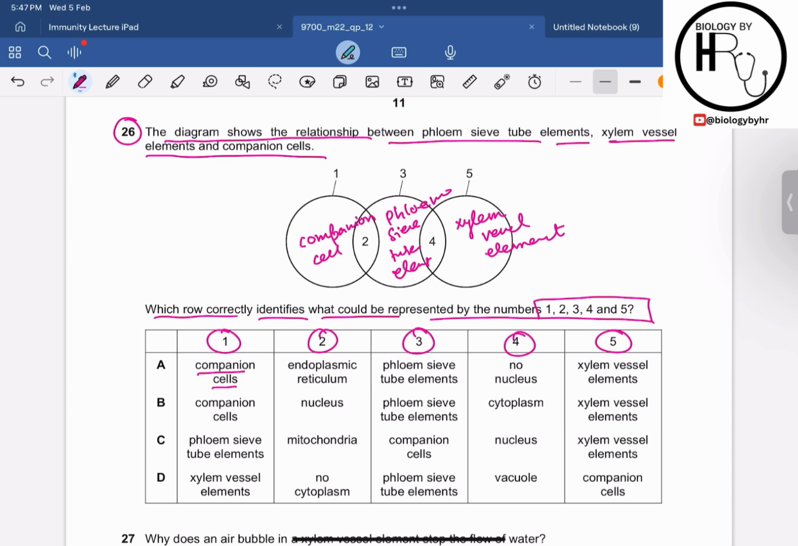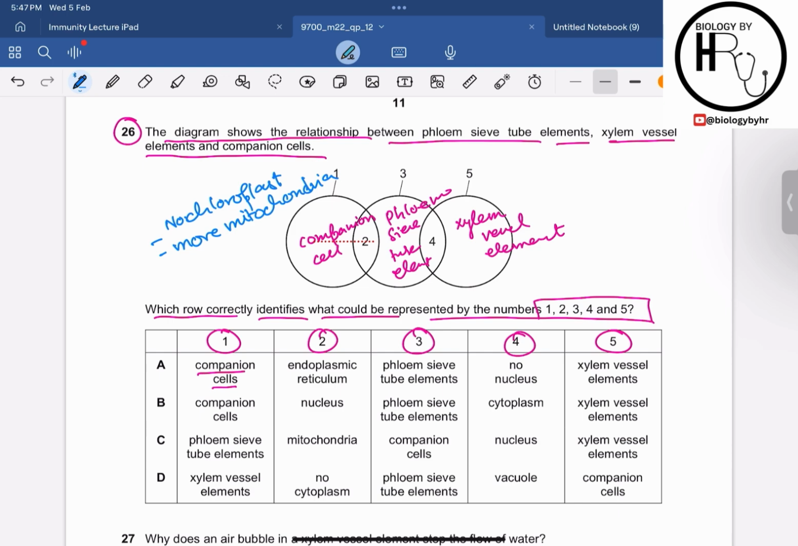Now the companion cell is a neighboring cell of the phloem sieve tube element, which basically supports the phloem sieve tube element. The key point you have to remember for the companion cell is that it has no chloroplast. It has more mitochondria, and it has all other cell organelles, but it has mitochondria in greater quantity than the other cells.